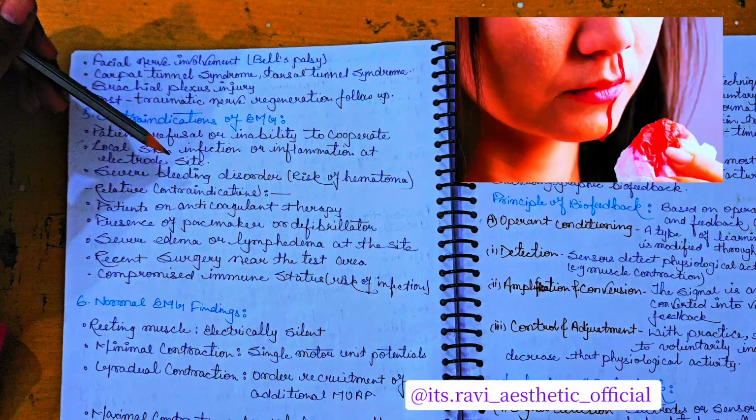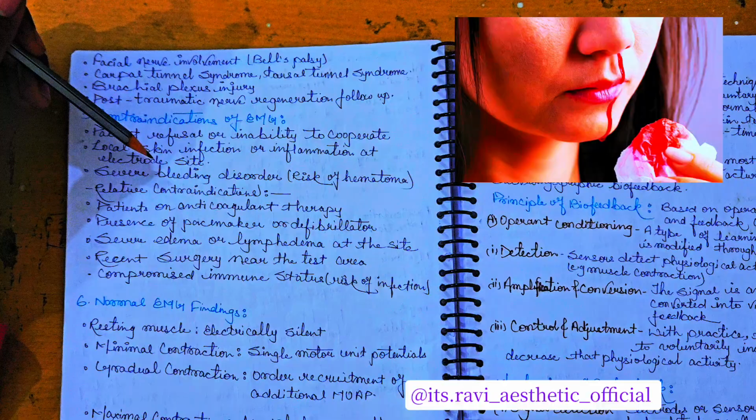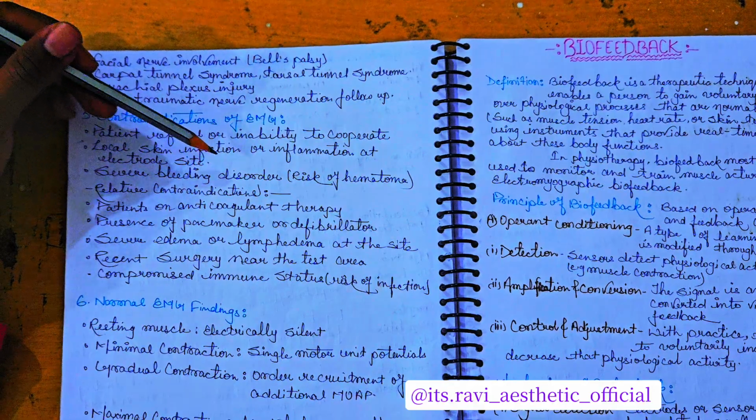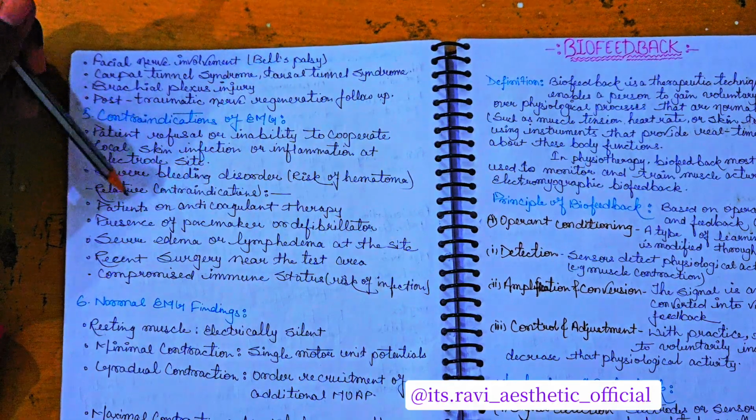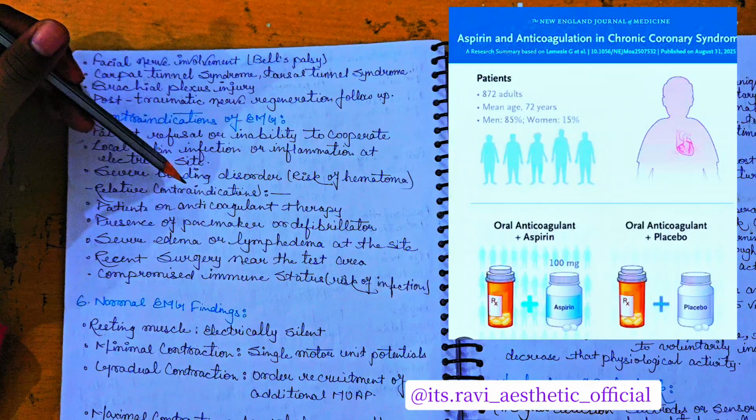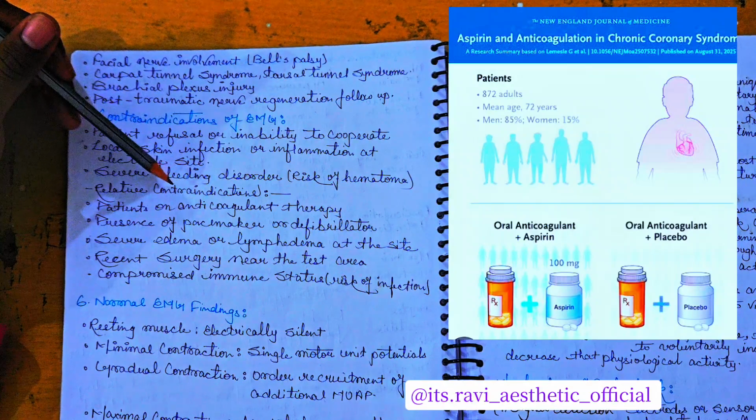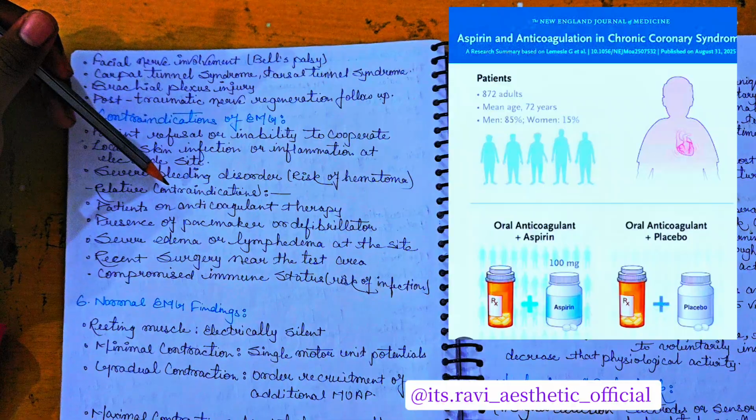Severe bleeding disorder, risk of hematoma, like over-bleeding and hemorrhagic conditions after road traffic accidents; we do not use electromyography there. A relative contraindication is a patient on anticoagulant therapy. It means the patient is taking anticoagulant medicine, so we can't insert the fine wire or needle into the patient for checking the EMG.